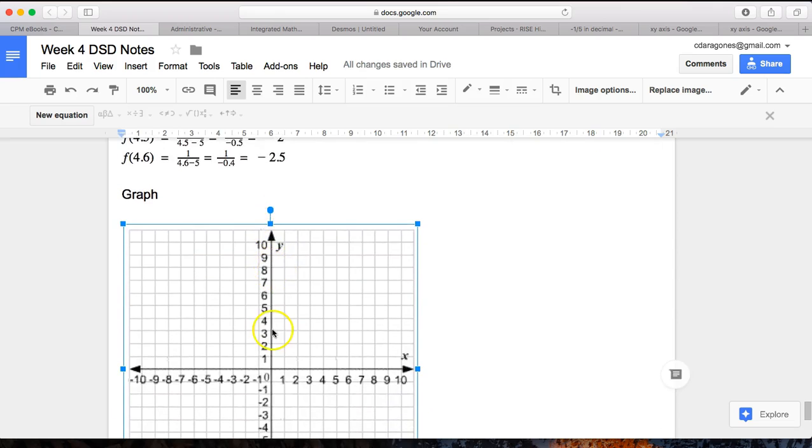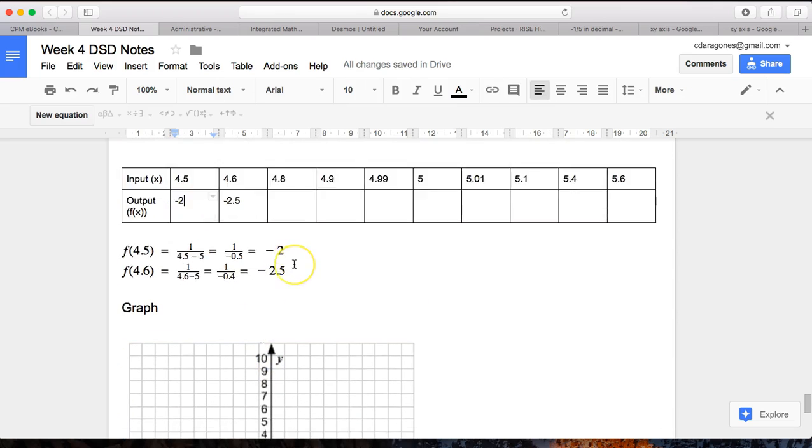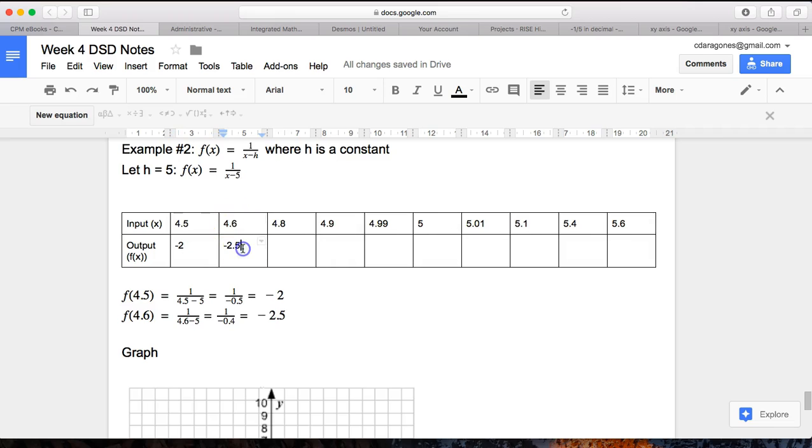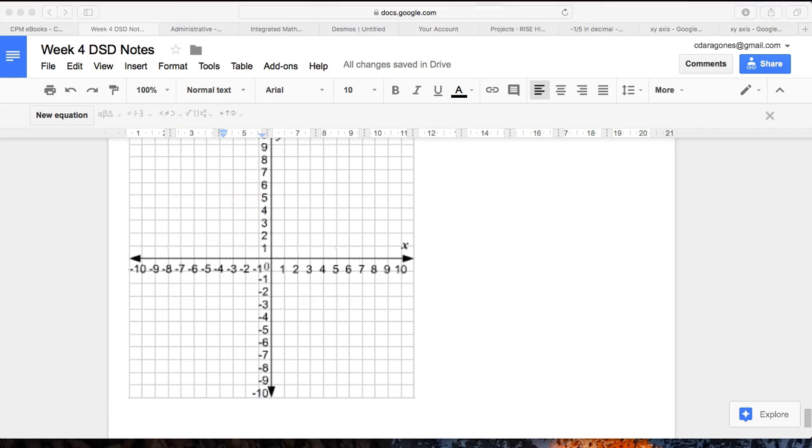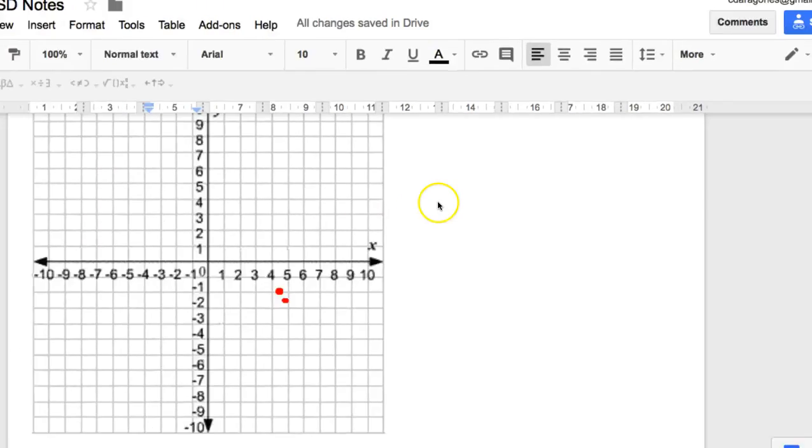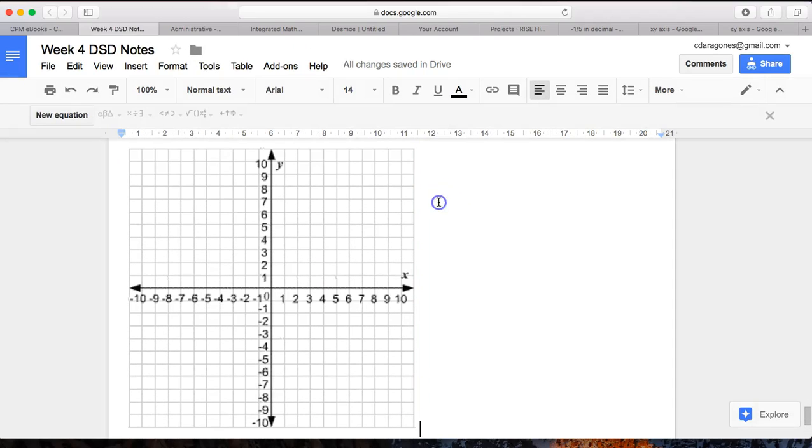So I'm going to go to 4.5, -2. That was one of my first points. And 4.6, -2.5. Then you can keep going. Graph all the points in your data table, and notice what happens. After you graph your points, you're going to answer the following question.